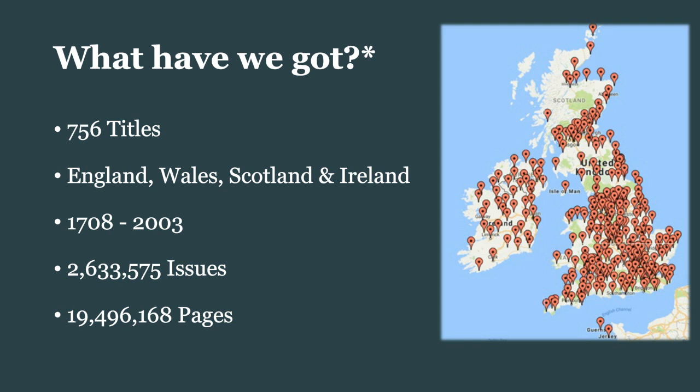We now have 19.5 million pages on the website. The map gives you an indication of our coverage, although I am sorry to say some of the very northerly Scottish islands are cut off from that map, but we do have newspapers covering them as well.